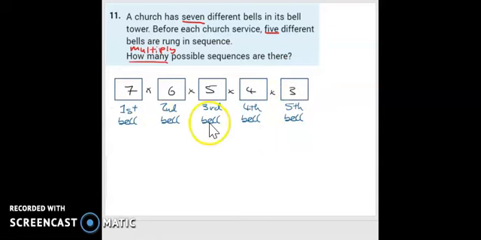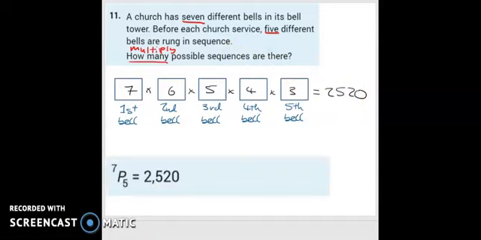So 7 times 6 times 5 times 4 times 3 gives us 2,520. So there are 2,520 possible sequences of bells. Or we could have put into the calculator 7P5, and again that gives us 2,520. So we've 7 bells to choose from, but we're arranging them 5 ways.